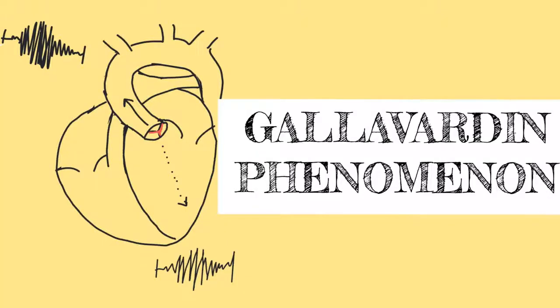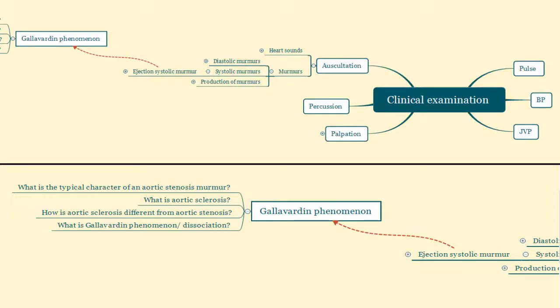Today's video is going to be on the Gallavardin phenomenon, which is an auscultatory phenomenon seen usually in cases of aortic sclerosis or aortic stenosis. Let's mind map today's video.